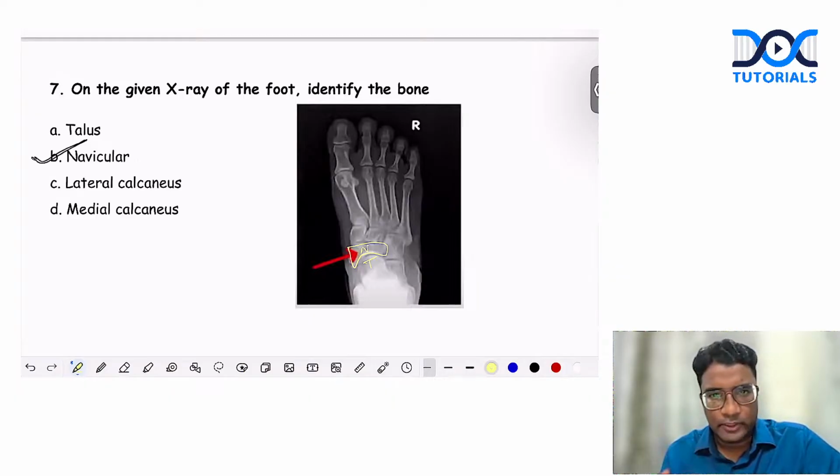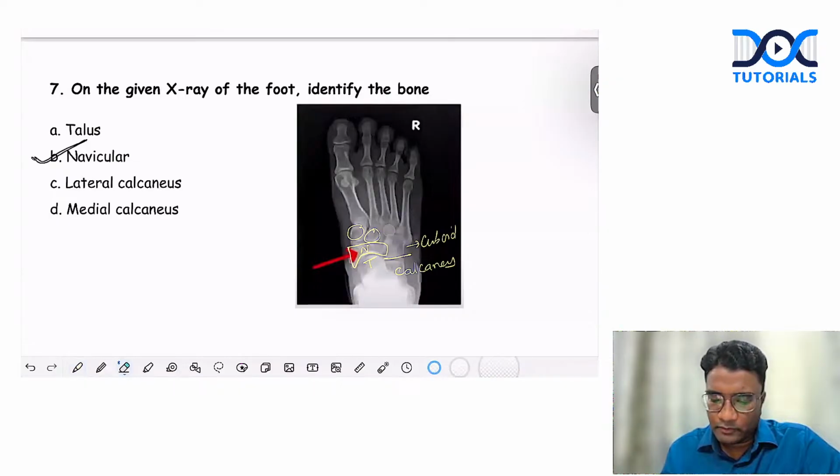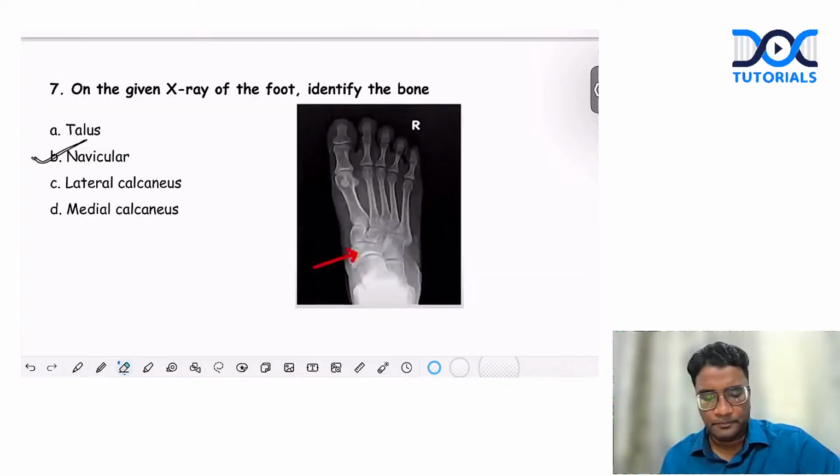The talonavicular joint. And anterior to the navicular bone, you have the three cuneiforms. And laterally, articulating with the calcaneus, you have the cuboid. This is the cuboid bone on the lateral part. So remember the navicular bone. They marked the boat-shaped bone. That was your navicular bone. The boat-shaped bone that you have, that is your navicular bone.